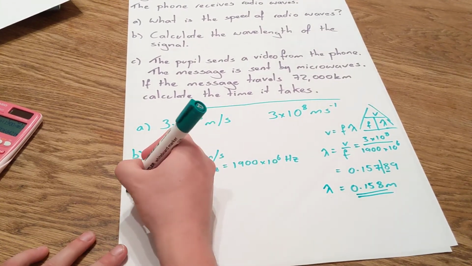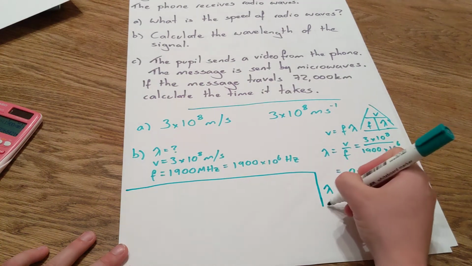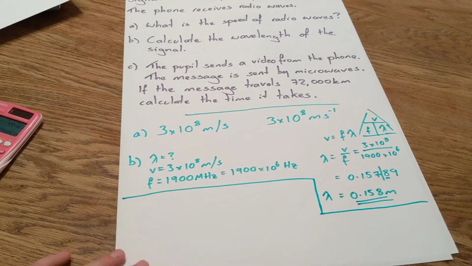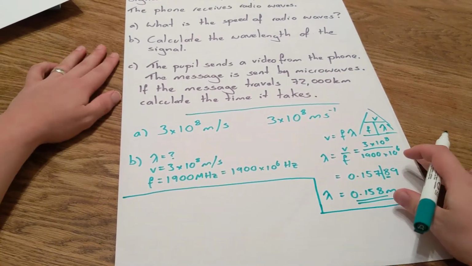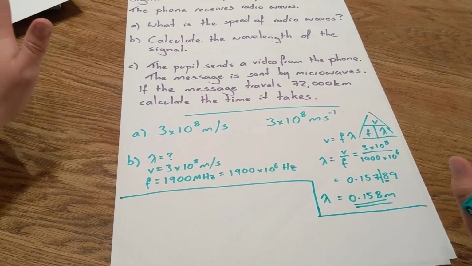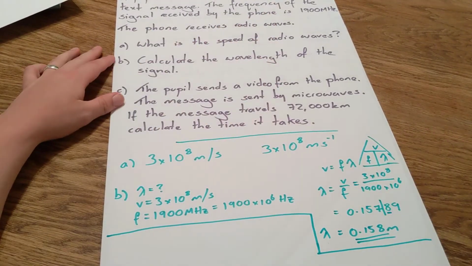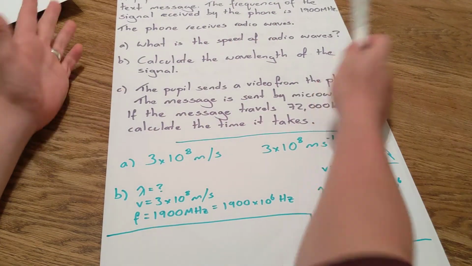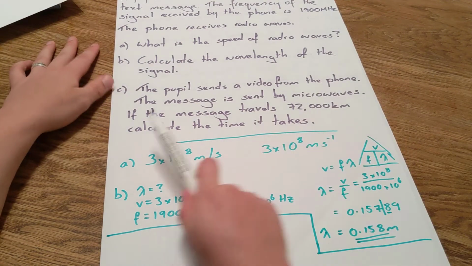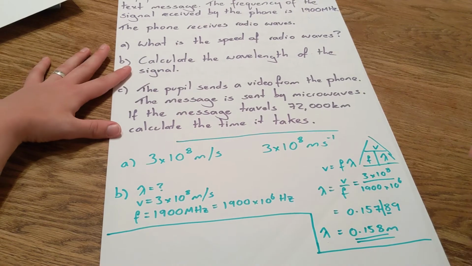Now, I haven't left myself much room and I don't want to turn it over, so let's box that off. And now, part C. The pupil sends a video from the phone. The message is sent by microwaves. We know the speed of microwaves. We know what frequency the microwaves travel at. If a message travels 72,000 kilometres, calculate the time it takes.